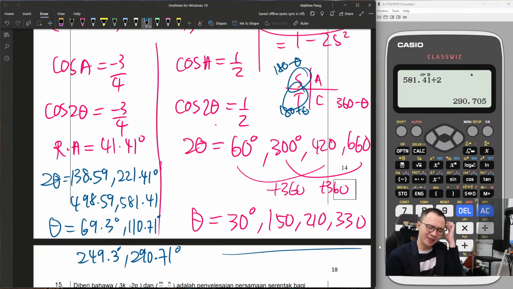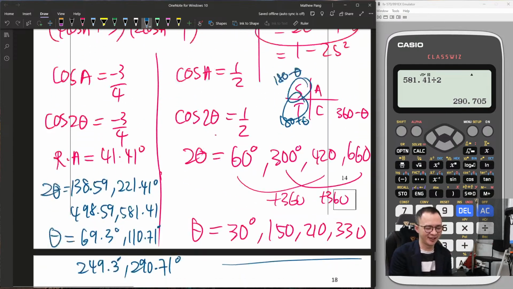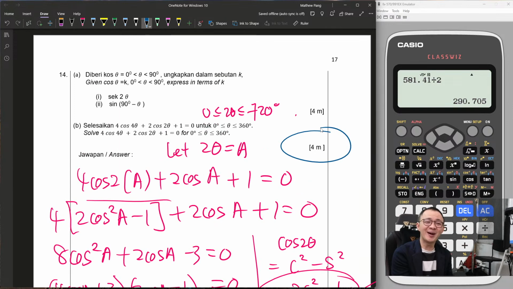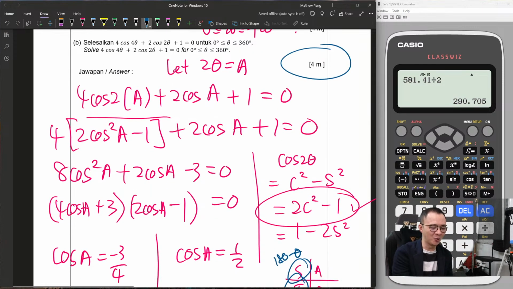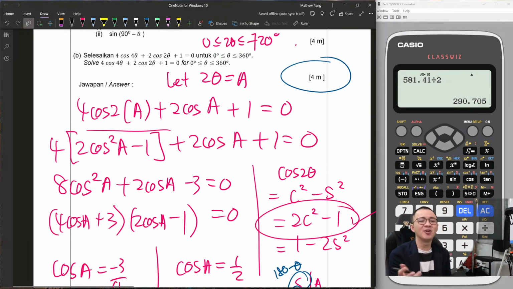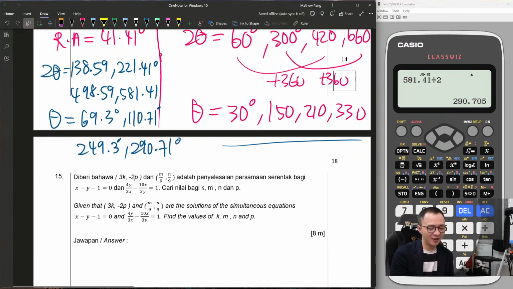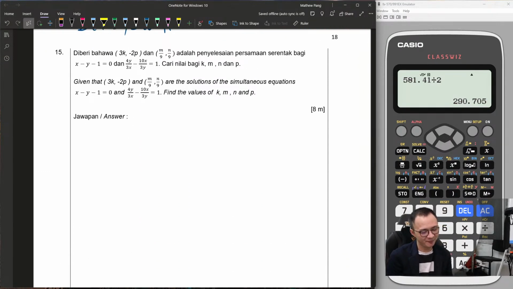Yeah, because normally in SPM they give us like 4 angle, but yeah, here they give you 8. And 4 mark, this 4 mark is a bit crazy because a lot of work to do for 4 mark. But it's not really hard if you have very strong foundation in Trigo. But if you are not, then you might not be happy.